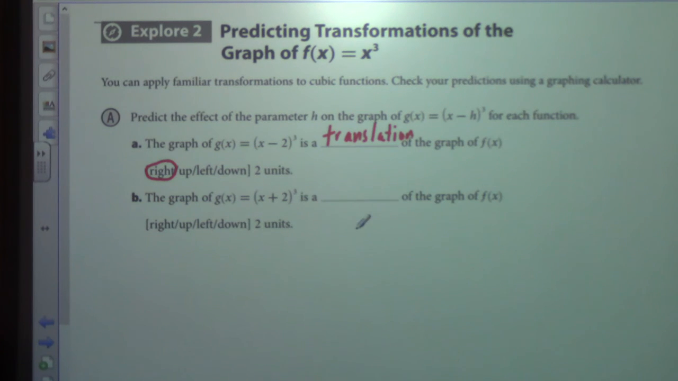Okay, we've talked about it a lot. I don't want to dwell on it anymore. Guys, it should be ingrained in your algebraic intuition at this point. The graph of g of x equals quantity x plus 2 cubed is a what? It's a translation which way? It is a translation of the graph of f of x, right, left, up, or down? Left. It'll be left. Okay, good.